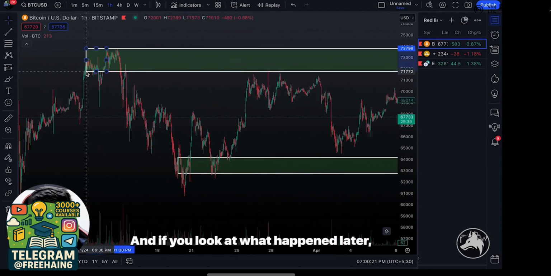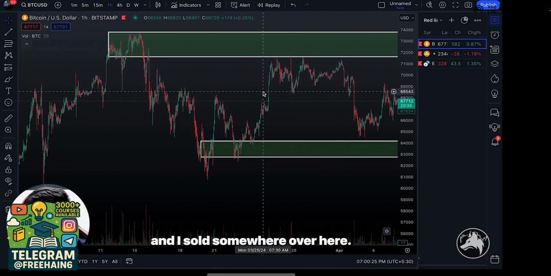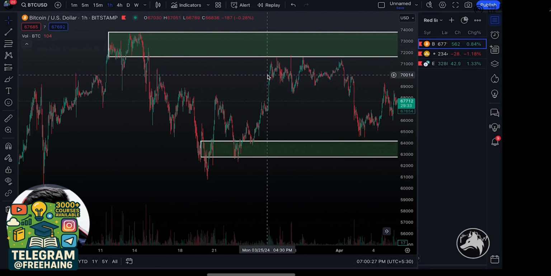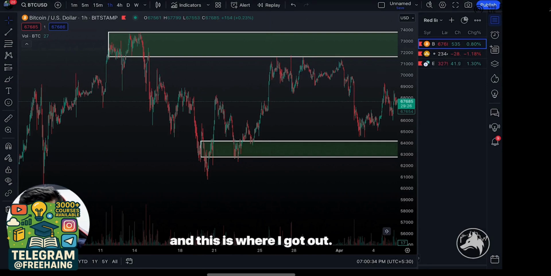And if you look at what happened later, it stopped exactly at this particular resistance zone and came down, and I sold somewhere over here. So I exited this trade around 70,000 price of the Bitcoin, and this is where I got out.